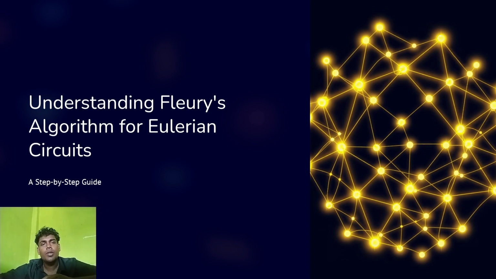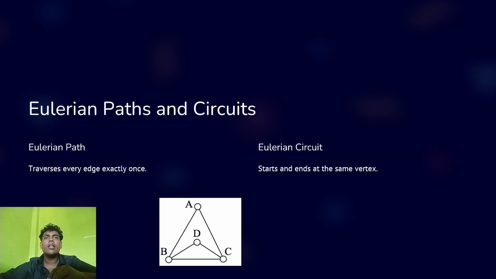Today I am going to discuss with you Fluery's algorithm. It is a simple and effective method to find Eulerian circuits in a graph. This algorithm is a fundamental concept in graph theory and has practical applications in network routing, urban planning and many other areas. Let's get started. Mainly we will see what Eulerian graphs are. Before we dive into Fluery's algorithm, let's understand Eulerian paths and Eulerian circuits. An Eulerian path is a path that traverses every edge exactly once, and an Eulerian circuit is an Eulerian path that starts and ends at the same vertex.